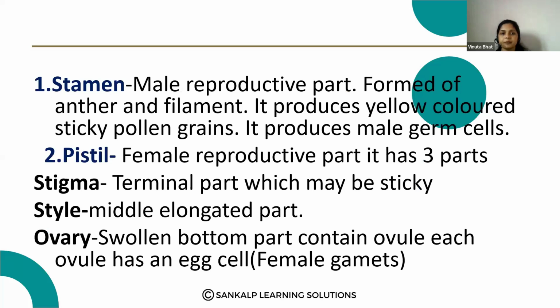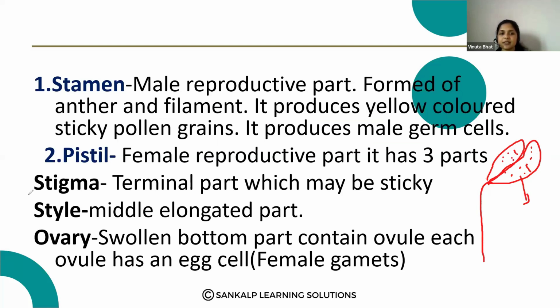Here the reproductive part, the stamen, is the male reproductive part formed of anther and filament. It produces yellow colored sticky pollen grains. It produces the male germ cells. The anther and filament together are called a stamen. These anthers produce yellow colored powder-like structures called pollen grains, and these pollen grains are able to produce the male gametes.